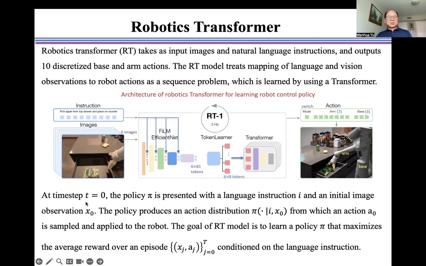At time step t0, the policy pi is presented with a language instruction I and the initial image observation x0. The policy produces an action distribution pi from which an action A0 is sampled and applied to the robot. The goal of our RT model is to learn a policy that maximizes the average reward over the episodes, conditioned on the language instruction.